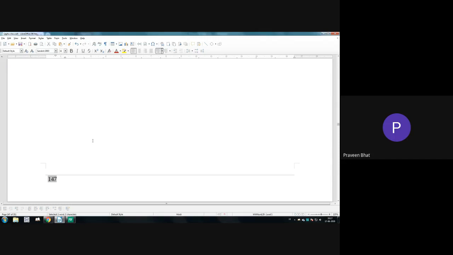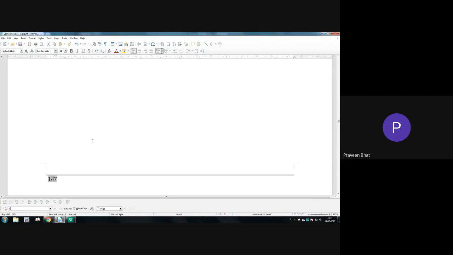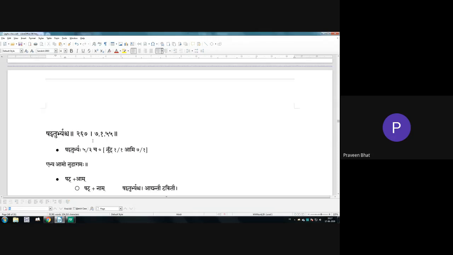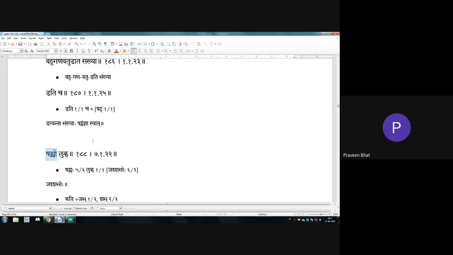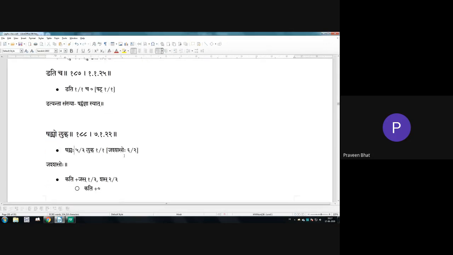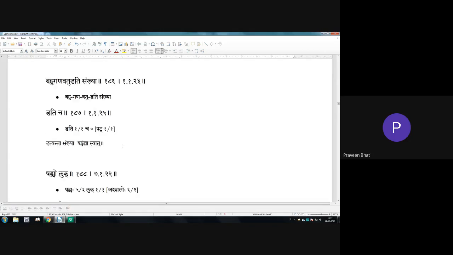Shadbhyo Luk. So that Shat sanya, the problem is that you can't search for it. I'll have to search for Dakara now. Shadbhya. Shadbhyo Luk. So you have seen this sutra Shadbhyo Luk earlier. Yeah, this sutra. So I was searching for this sutra. Jashasoho Luk. We have an anuvritti from 7122. So Jashasoho, only in Jashasthana the Shadbhyo Luk happens.